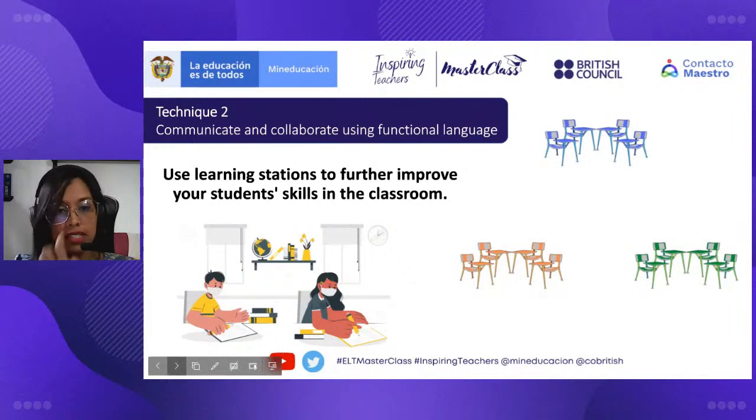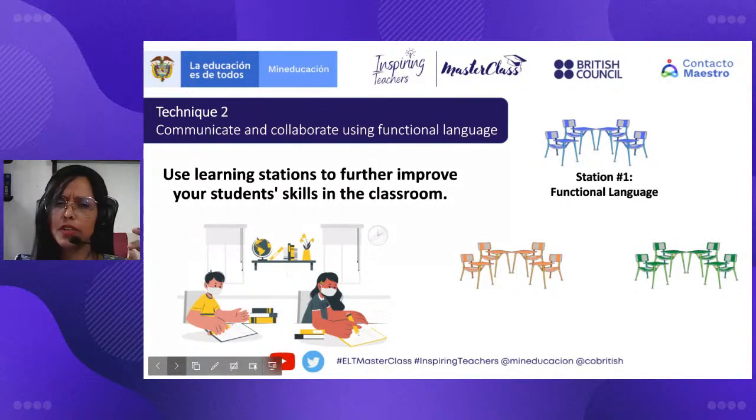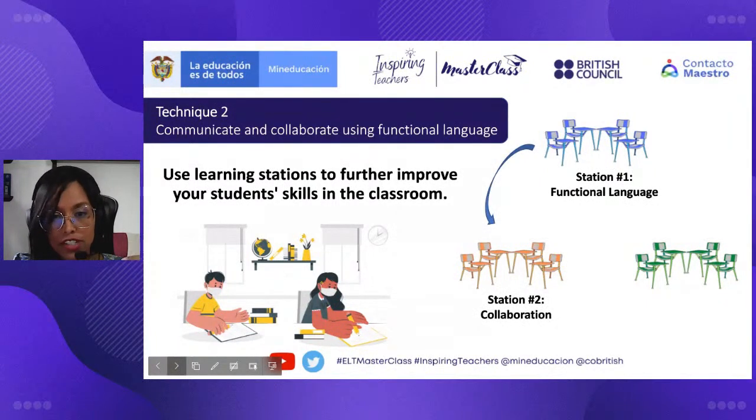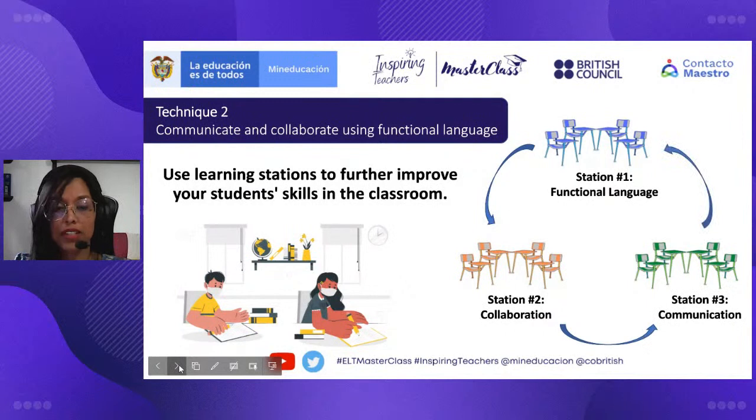Now, here I'm going to present a proposal or an idea of how we can set up those stations. In our first station, we can focus maybe on functional language. In our second station, we can talk about collaboration and have a collaboration activity. And in our third station, we can focus on communication. Now, it is important to realize they don't have to be in that order. Our students can start in each one of the stations, and after an assigned time period, you can switch. And when our students switch, they would go to the following station and be able to continue improving their language with that new focus, right?